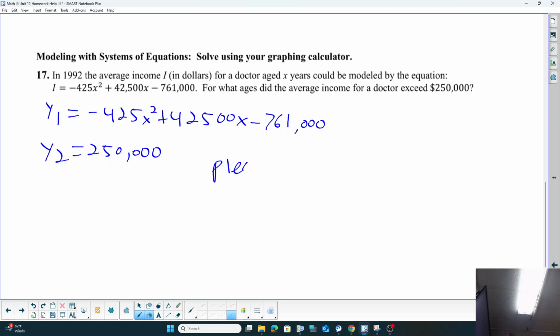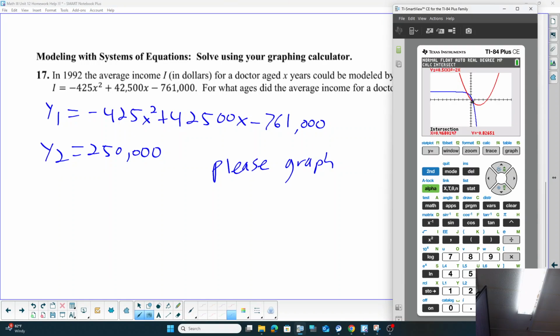And we'll put please graph it. You might need help because of the crazy window. Okay, go to the crazy window. So we'll plug it in there. So first of all, we have 250,000 for Y2. Now we're going to do negative 425 x squared, right arrow, plus 42,500 x minus, wow, that's a big minus, 761.